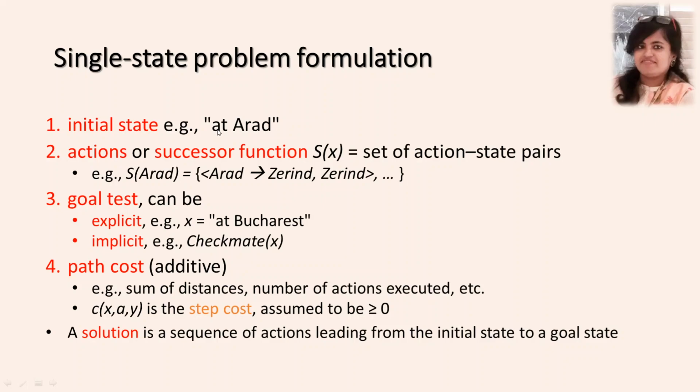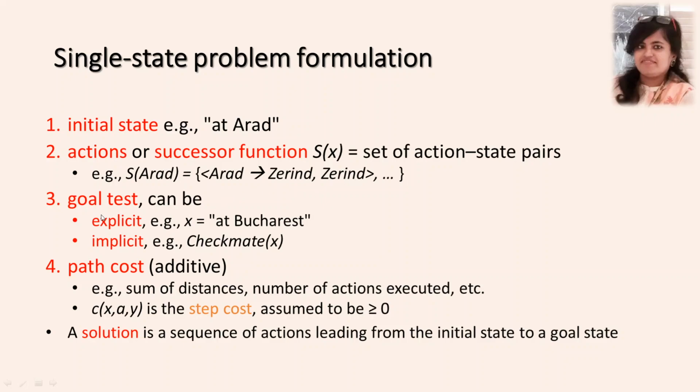So what is the initial state? That is, currently we are in Arad. Then the actions or the successor function, that is the set of action-state pairs. Suppose you need to go from Arad to Zerind, you need to represent it this way. This arrow means you are in Arad, you will go to Zerind, and then your next state will be Zerind.